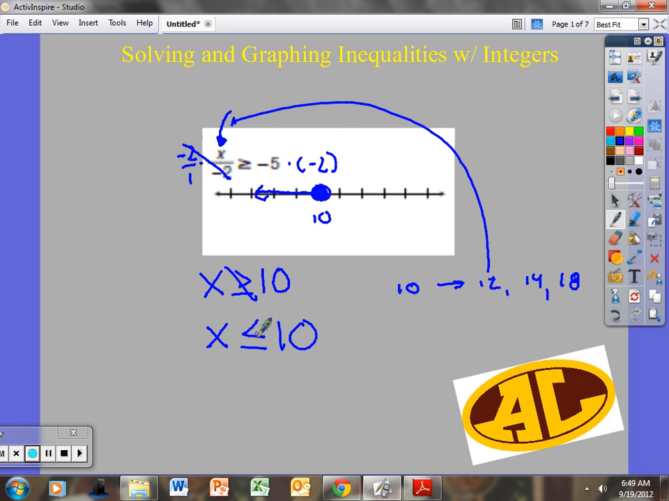So let's pick a number that is less than 10. Let's try 8, because 8 actually does a nice job of going in evenly. So if I plug in 8 here, 8 divided by -2 is -4. -4 is less than or equal to 10. Is that true? Yes, it is, because -4 is less than 10.